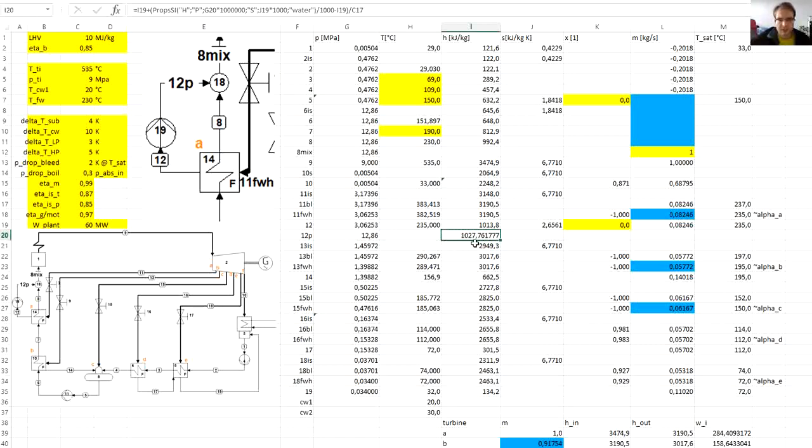Now we have pressure and enthalpy, we can calculate temperature, with the function that we had already before, and we get that the temperature after the pump is about 2.6 degrees higher than at the inlet. So we have all enthalpies except for the one at the 8 mix.